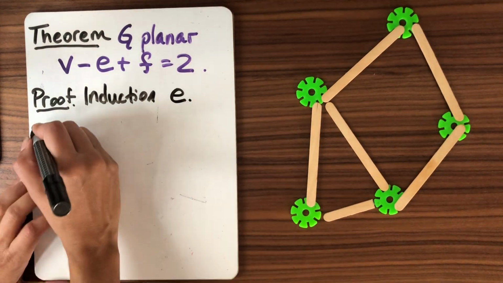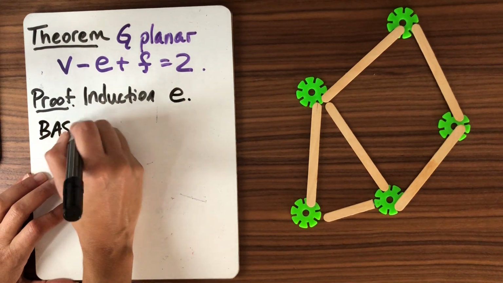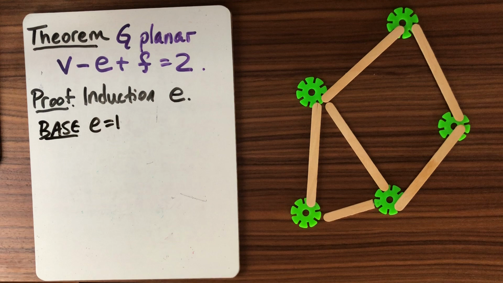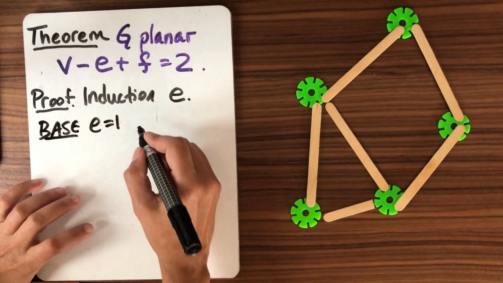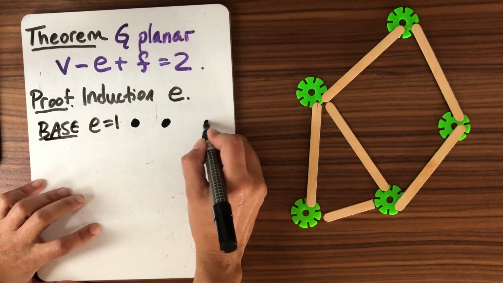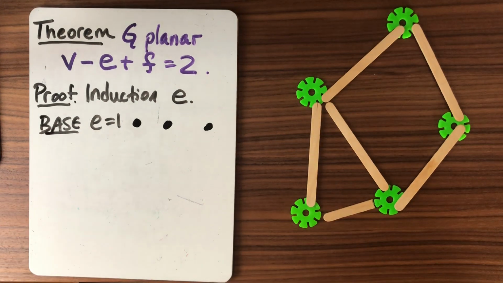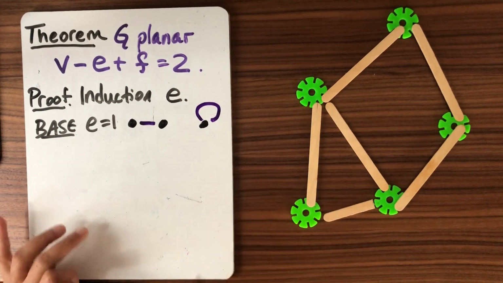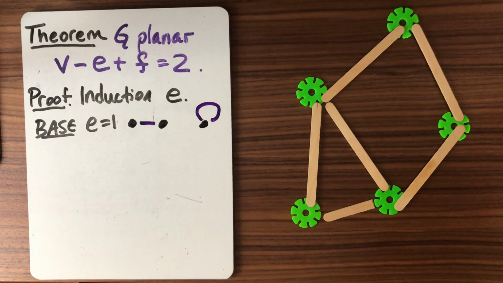Okay, so our base case is going to be E equals 1. So we're taking a graph with one edge. There are two possibilities for a graph with one edge. One possibility is that we have this edge, and another possibility is that we have a loop. Nobody said the graph had to be simple.